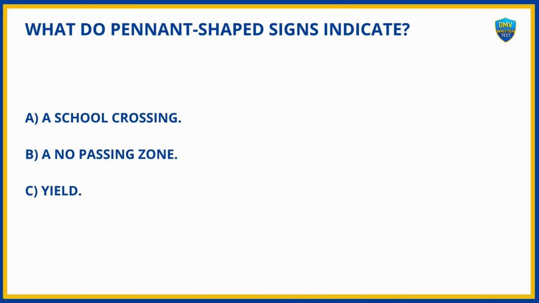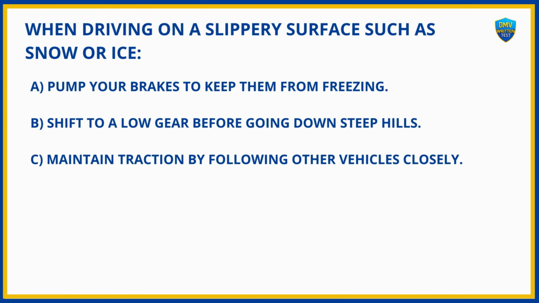What do pennant-shaped signs indicate? A. A school crossing. B. A no passing zone. C. Yield. And the answer is B. A no passing zone.